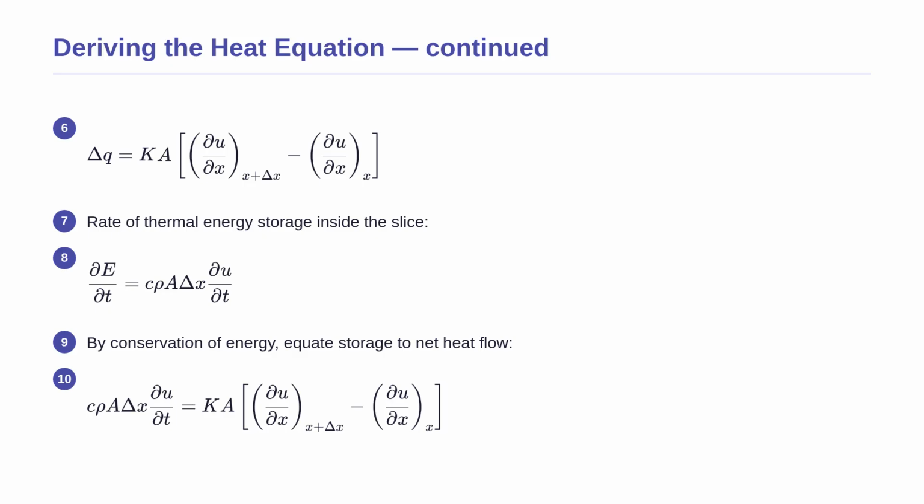Returning to our derivation, we now look at the accumulated heat from a different perspective: energy storage. The rate at which thermal energy changes inside the slice depends on the material's specific heat capacity, its density, and the volume of the slice. By the law of conservation of energy, the rate at which energy is stored must exactly equal the net rate of heat flowing into the slice that we calculated earlier. When we set these two equations equal to each other, we notice that the cross-sectional area appears on both sides, meaning we can cancel it out entirely.